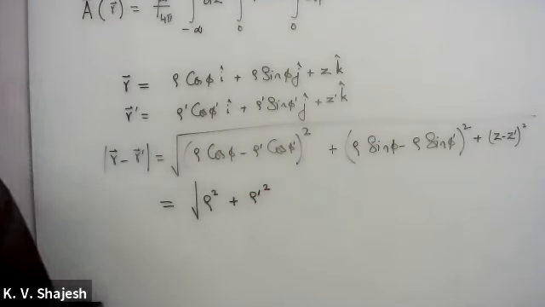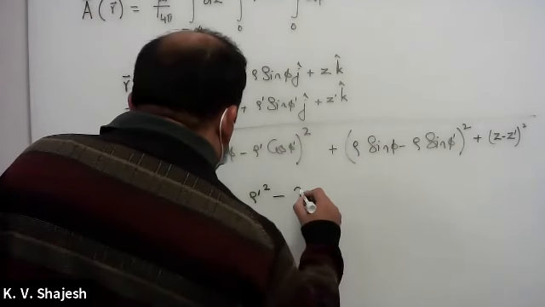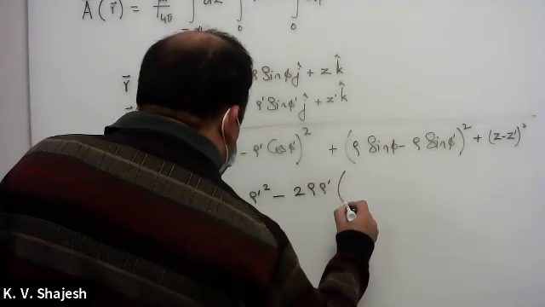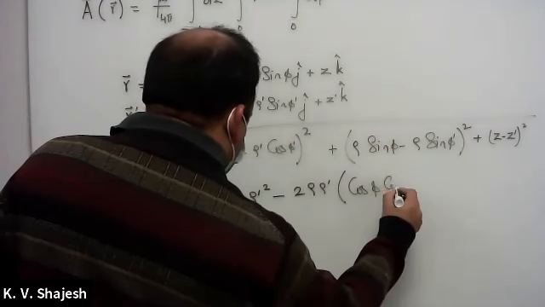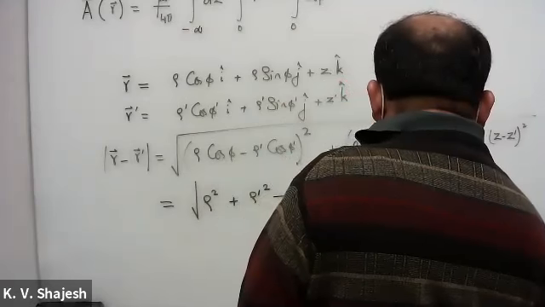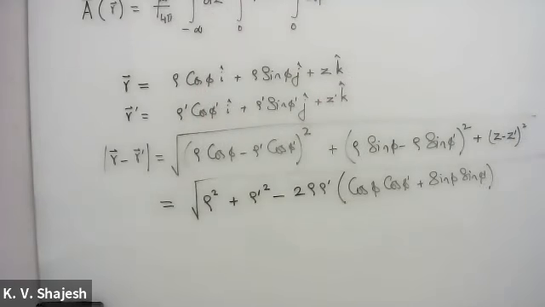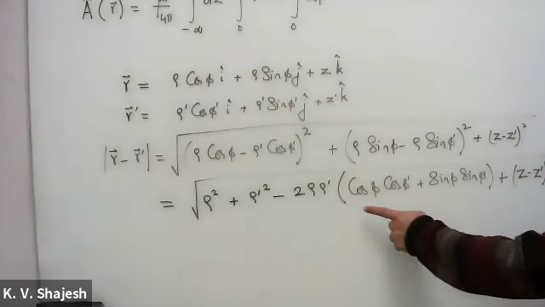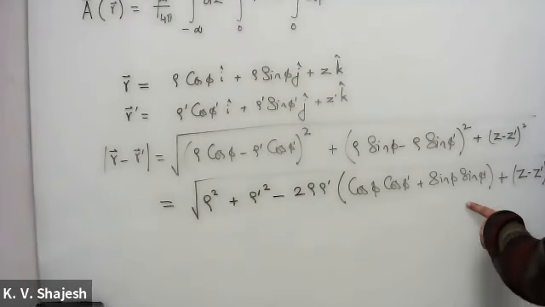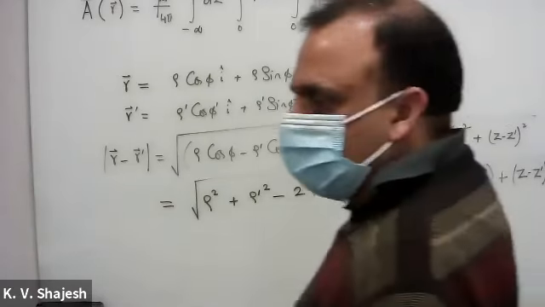And there are cross terms, but the cross terms are not the same for both. They add up, so that's minus 2 times rho rho prime times cosine of phi cosine of phi prime plus sine of phi sine of phi prime. It's a big expression and it doesn't simplify. It does simplify a little using a trigonometric identity. This is the double angle formula for cosine. This is cosine of phi minus phi prime.